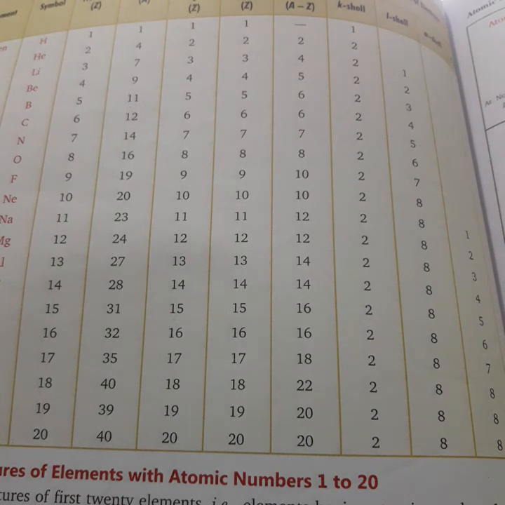Okay, then take the example of sodium. Sodium is 11. First shell 2, second shell 8. Then the extra electron will come to the third. Now a new shell will be formed. From sodium onward, a new shell will be formed. So the extra electron will go to the third shell. So what will be the valency of sodium? Again you can see the valence electron is in the third shell. There only 1 electron is present. So the valency of sodium will be 1. It will be a metal.